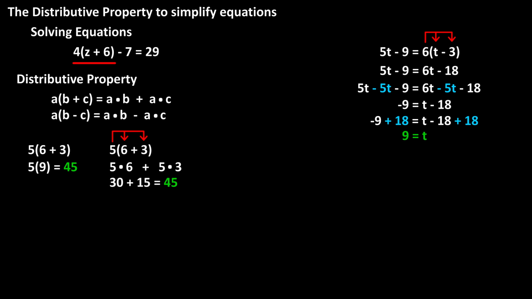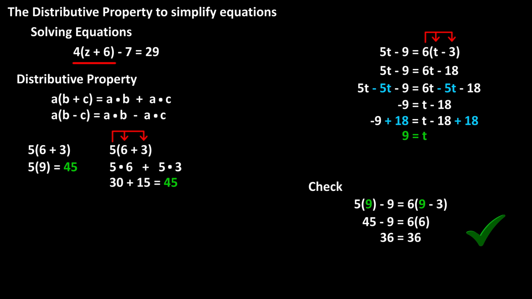Next we can check out our solution. We plug the value of t equals 9 into the original equation. 5 times 9 minus 9 equals 6 times the quantity, 9 minus 3. 5 times 9 equals 45, and 9 minus 3 equals 6. So now we have 45 minus 9 equals 6 times 6. And doing the calculations, we get 36 equals 36. So our solution checks out.